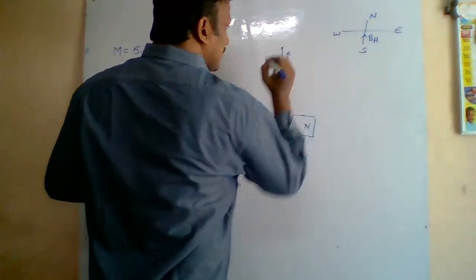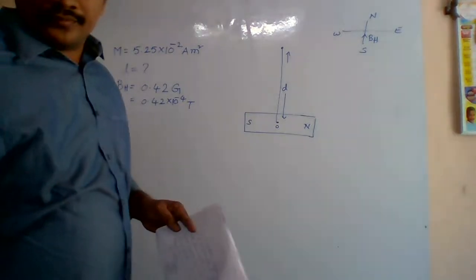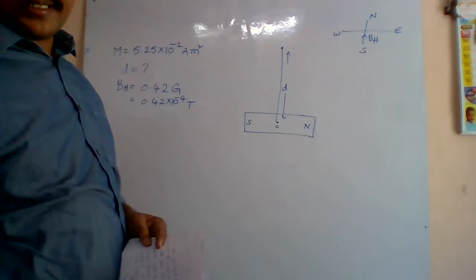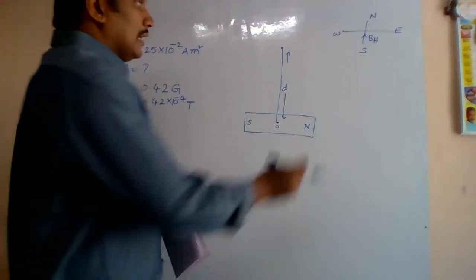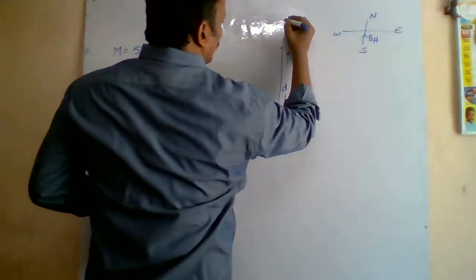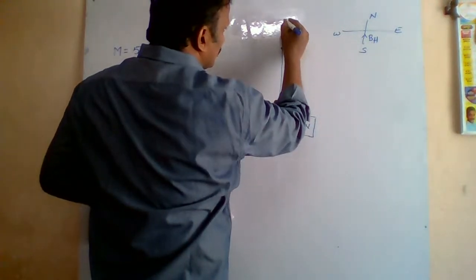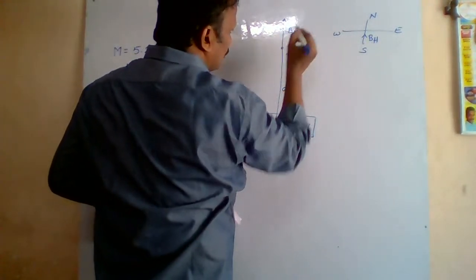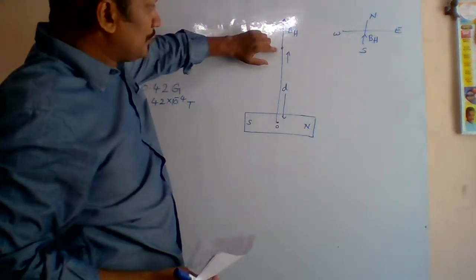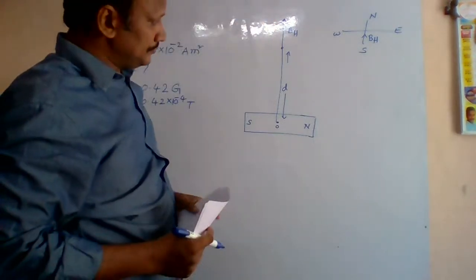At that point, how many fields are acting? Please tell. Two fields. One is the Earth's magnetic field. What is the direction of the Earth's magnetic field? South to north. So, upward direction. So this is BH. From this point, what is the direction of BH? Upward direction.